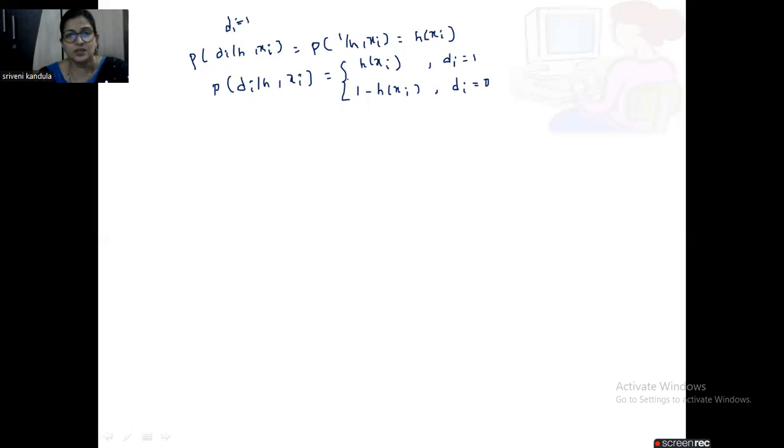So now from this, let us also take the probability into account. Let us take the binomial distribution. As per that, I can rewrite my P of di given h comma xi as h of xi to the power of di, multiplied by 1 minus h of xi to the power of 1 minus di.